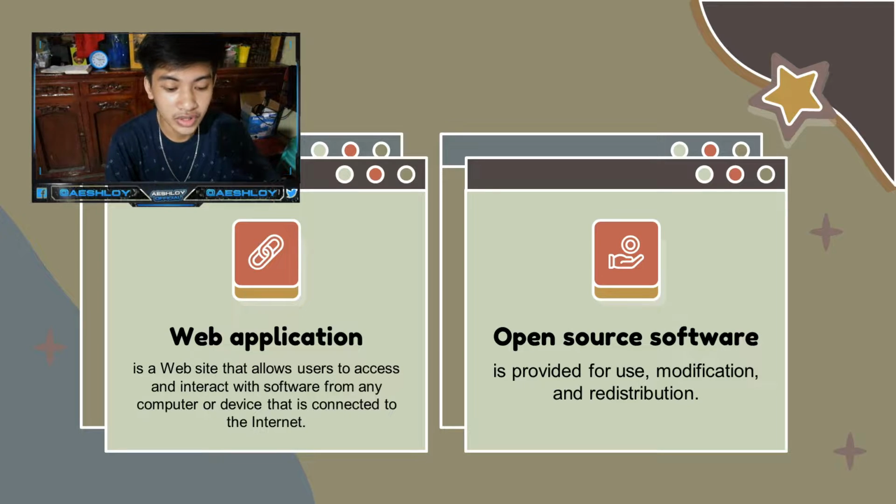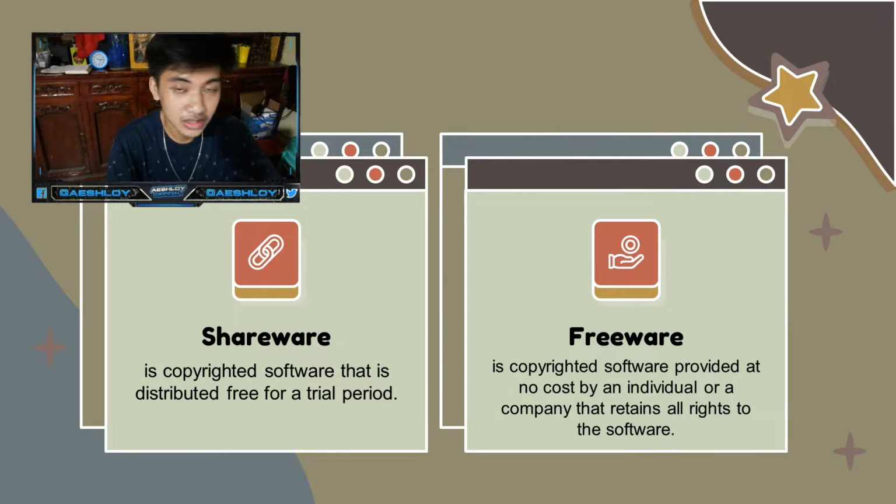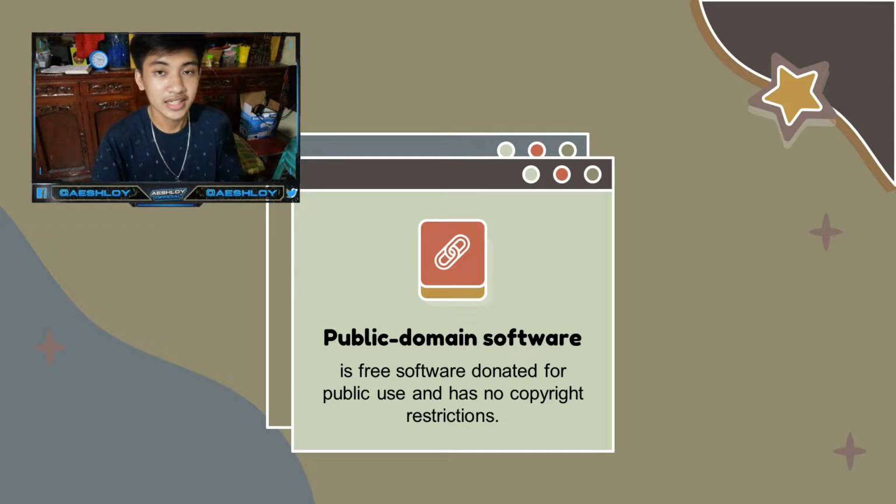And the next one is open source software. It's provided for use, modification, and redistribution of the application software. And the next one is shareware. It's copyrighted software that is distributed for free for a trial period. And the next one is freeware. It's copyrighted software provided at no cost by an individual or a company that retains all rights to the software. So the last one is the public domain software. It's free software donated for public use and has no copyright restrictions.